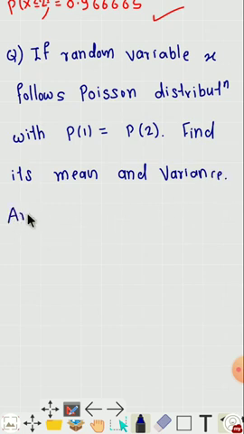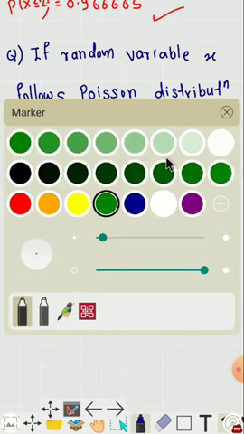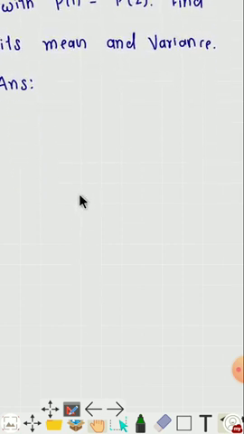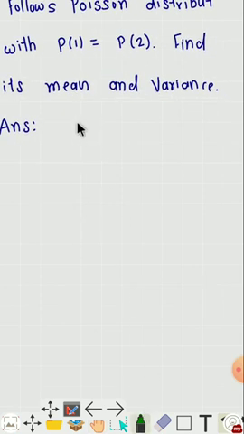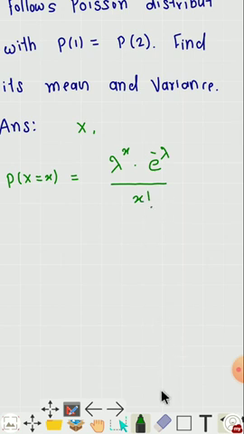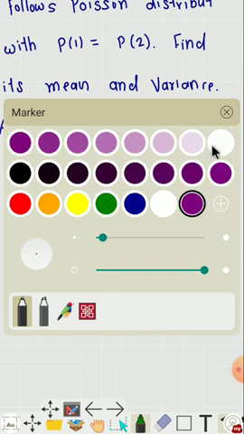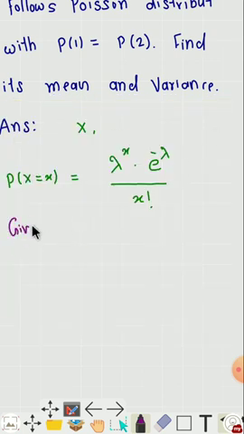So let us write the answer for this question. What is given to you? Random variable x follows Poisson distribution, that is given to you. So we know that p of x, the probability of getting success x times, is equal to lambda raised to the power x into e raised to the power minus lambda, and whole divided by x factorial. But what is given to you? We are given that p of 1 is equal to p of 2.